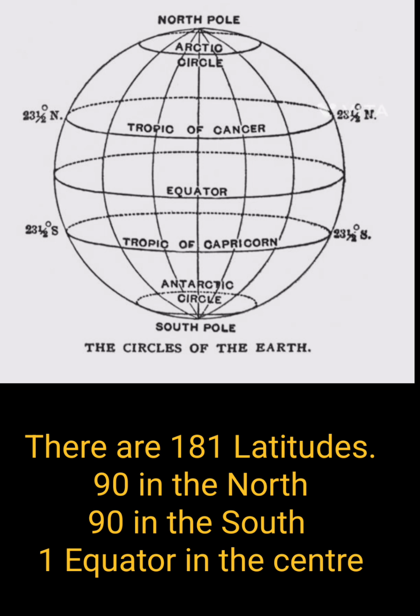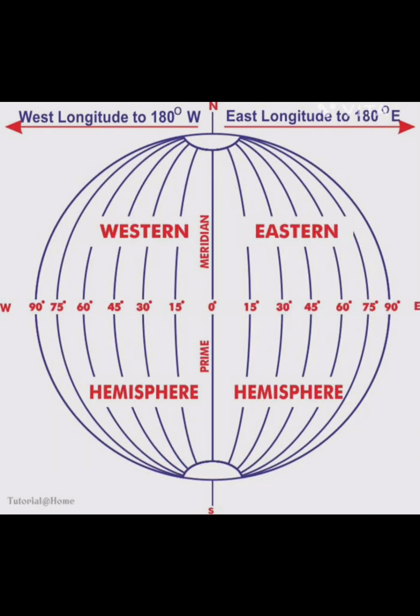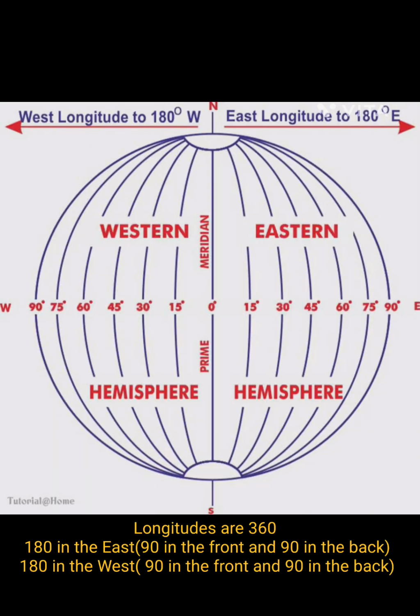In total, there are 181. 90 latitudes you have in the north of the equator, and another 90 you have in the south of the equator. So 90 plus 90 is equal to 180, and the middle one, equator, gives you 181 latitudes in total. So remember, latitudes are full circles drawn on the globe from west to east, whereas longitudes are semicircles drawn on the globe from North Pole to South Pole.